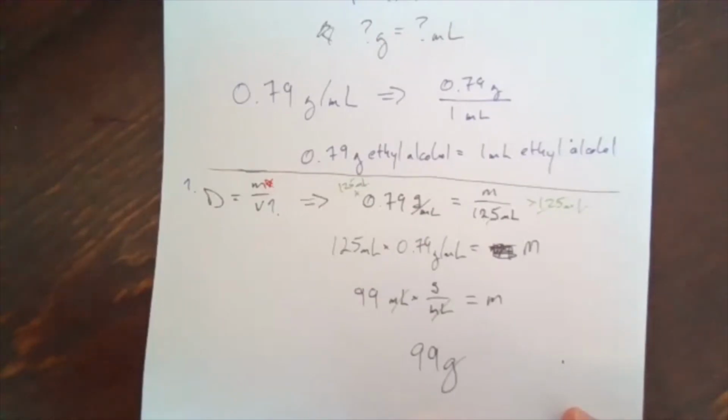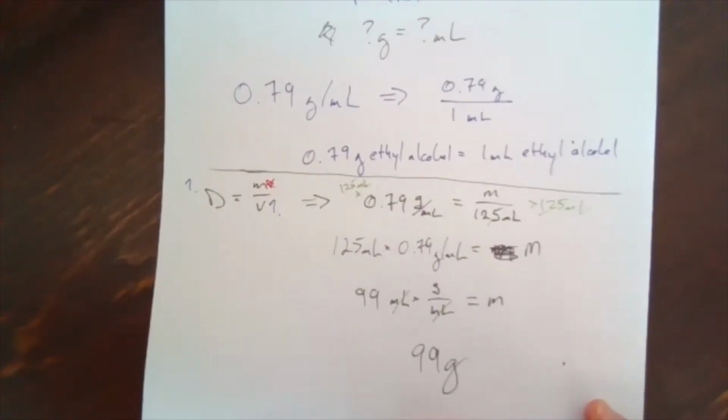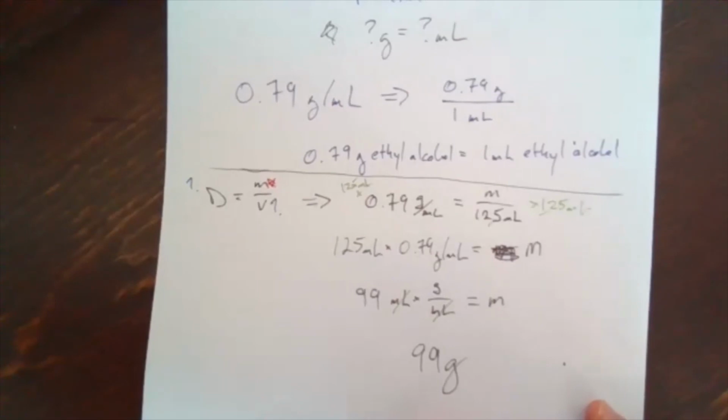Either of these approaches are totally acceptable, especially because they both give you the right answer. So you can feel free to use whichever one you prefer. Sig figs are still the same. The actual arithmetic you're doing is the same. It's 125 times 0.79, divided by 1. And so you get the same number. So either way works. It's just a matter of whatever you are comfortable with.